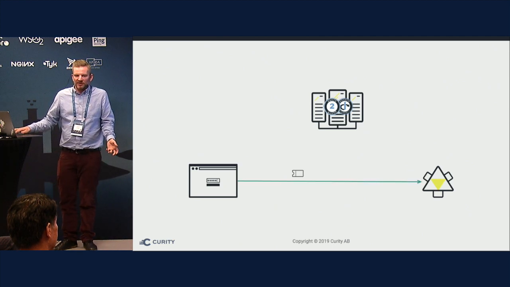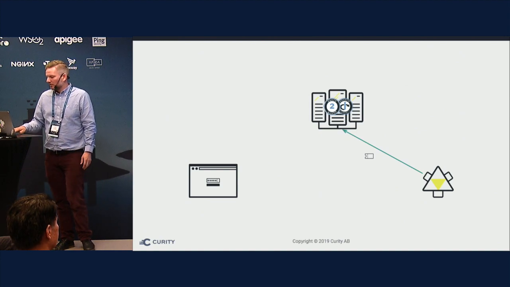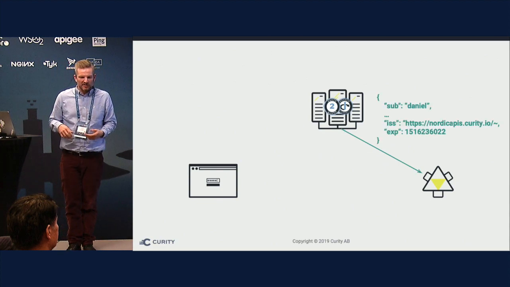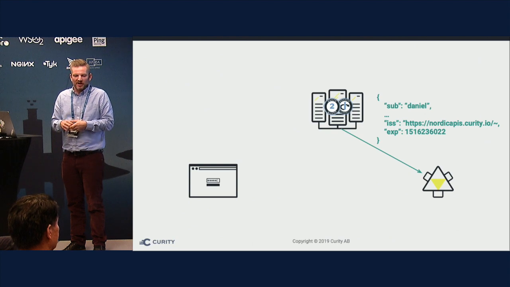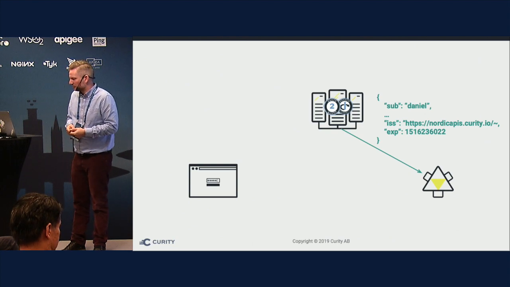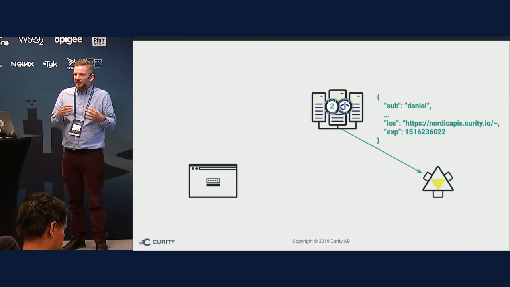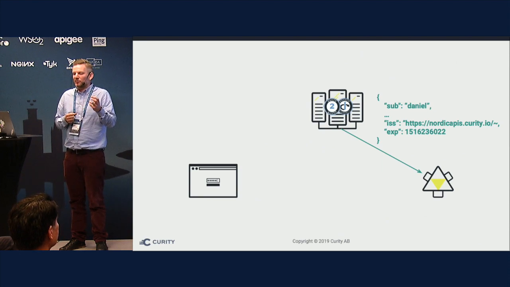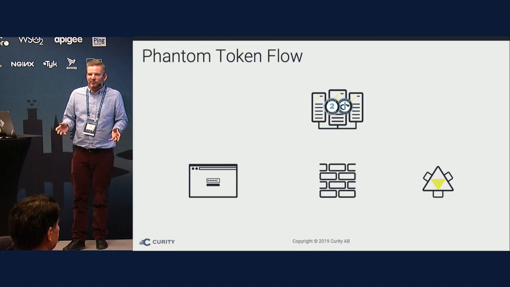So when this is used against the API, of course, the API won't know what this means either, so it has to ask the OAuth server. So what does this token contain? And we'll get back the full data that we saw before. We have the user claims and the client claims and everything in there. But this makes it a little less scalable, since all of the APIs in your platform will have to call the OAuth server to ask, what is this token all about? And that leads us on to the phantom token flow.